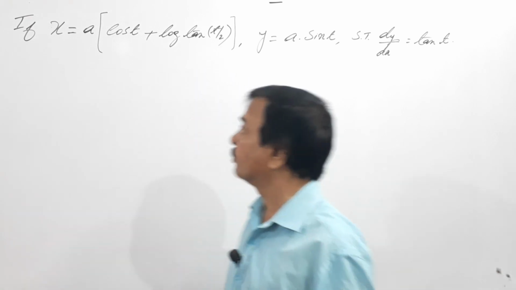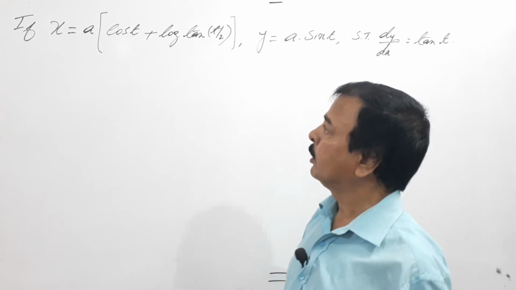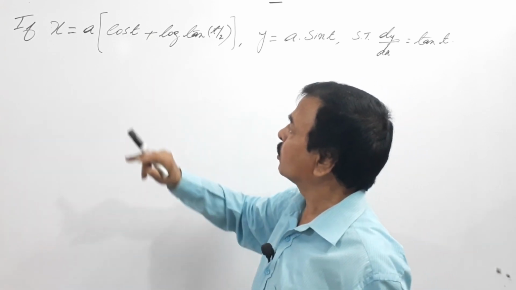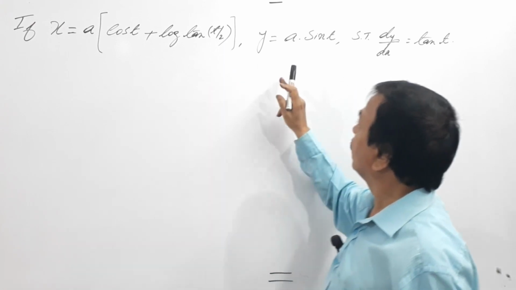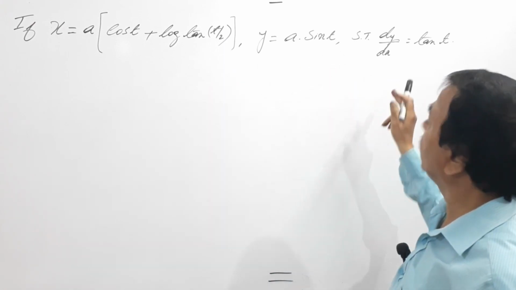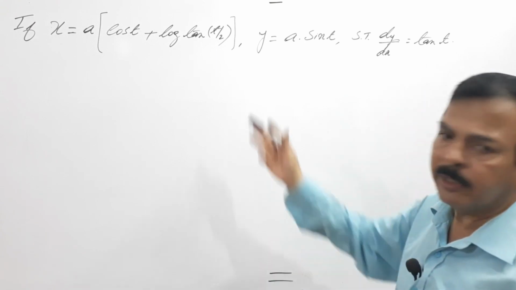So dear students, we have a problem. x equals a into cos t plus log tan of t by 2, y equals a sin t. Show that dy by dx equals tan t. It's a very easy problem.